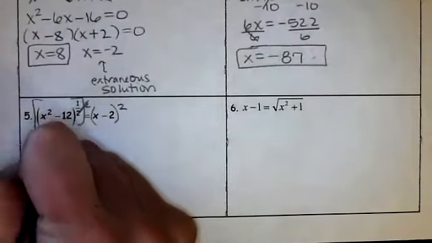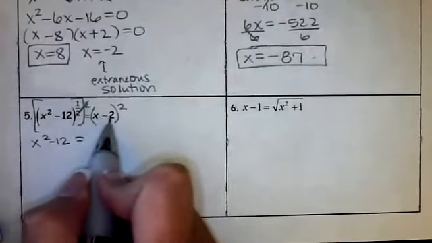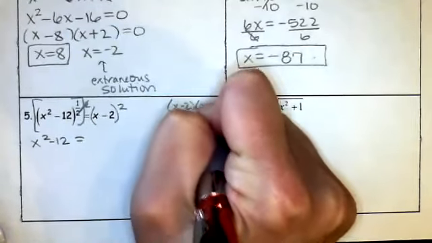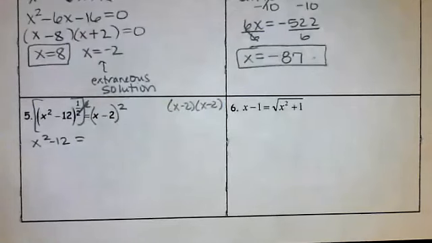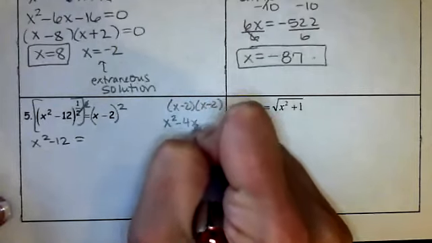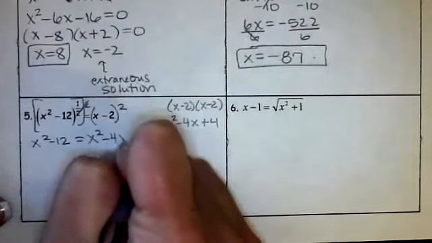Now, x squared minus 12 is freed, but on this side, you want to remember what x minus 2 squared means. That's x minus 2 times x minus 2. So you need to either FOIL it or use the box. And so when we FOIL it, we get x squared minus 4x plus 4. So that's what's going to go on this side here.